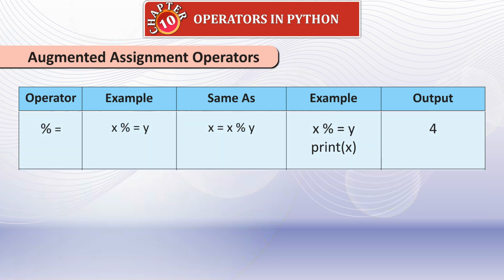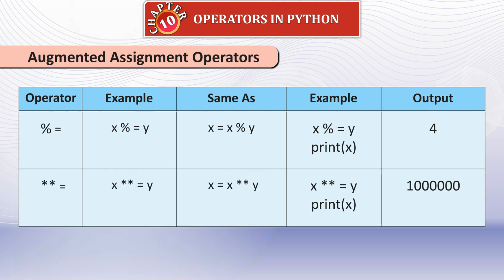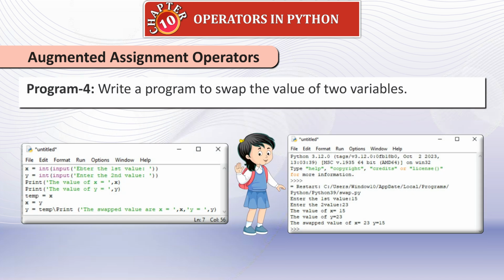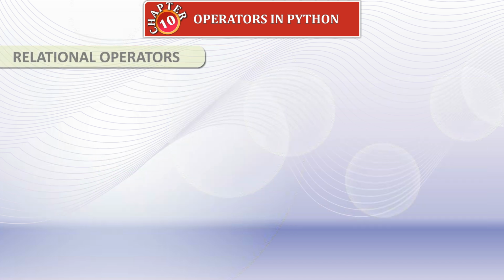1.666. Percent equal: x %= y is the same as x = x % y. Print x gives 4. Exponential: x **= y is the same as x = x ** y. x **= 2, print x gives 1000000. Program 4: write a program to swap the values of two variables.